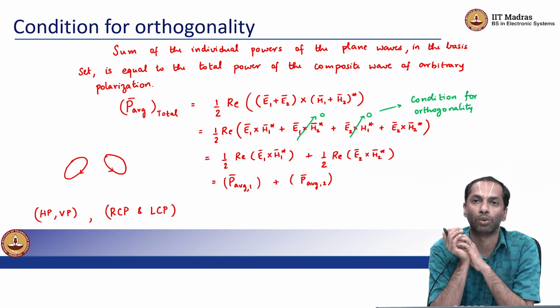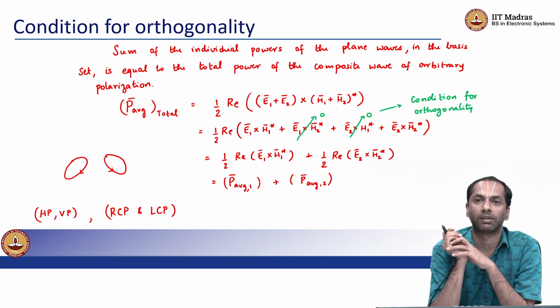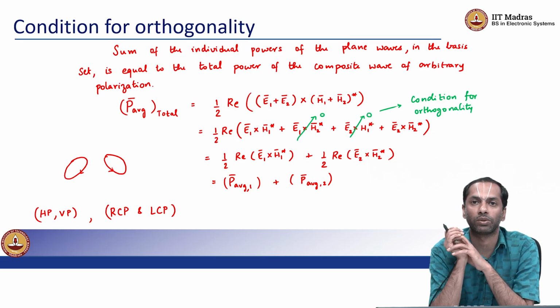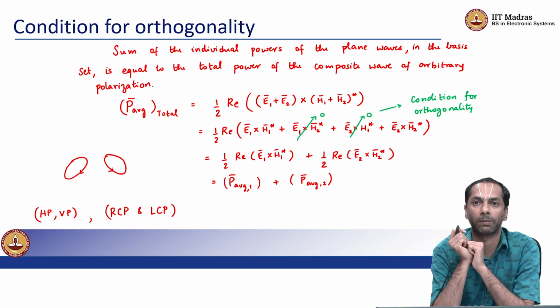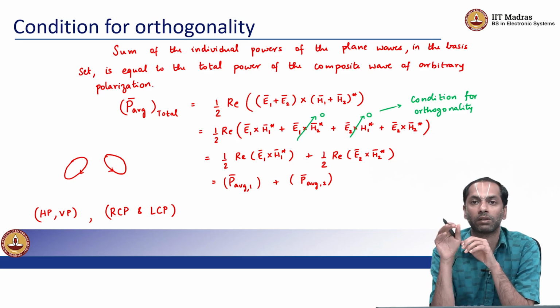So even though the notion of orthogonal in English, students are mostly exposed to in the context of perpendicularity, here in this context orthogonal means that I can take the Poynting vector of the combined wave, and it should be essentially the same as finding the Poynting vector for each of the individual waves and then adding the two, right. And this only happens when I have E1 cross H2 star and E2 cross H1 star both being 0, right.